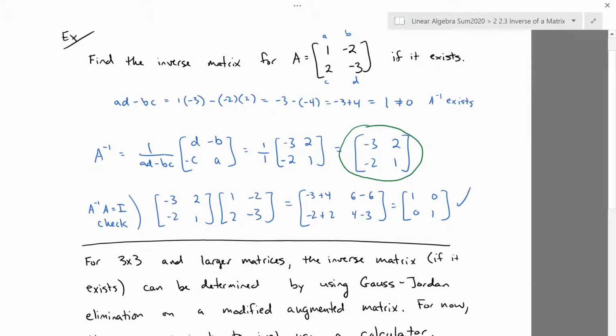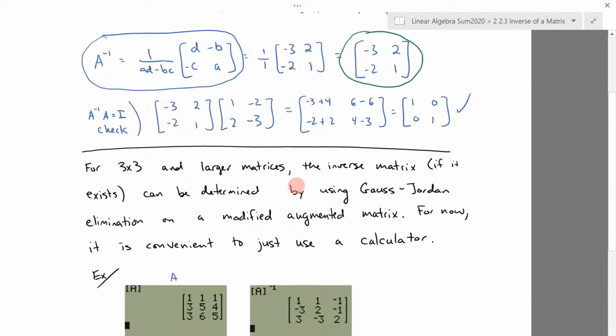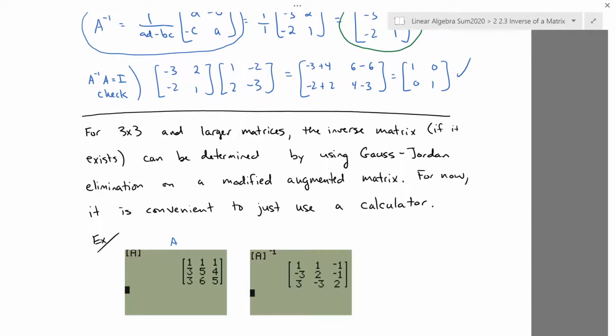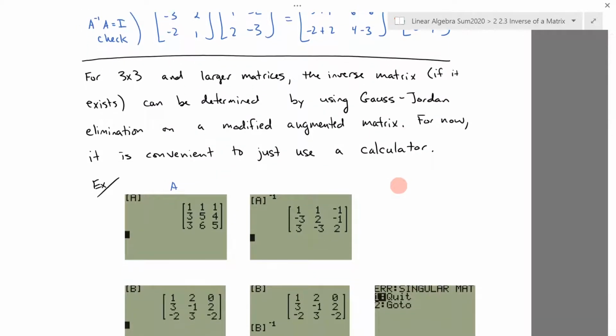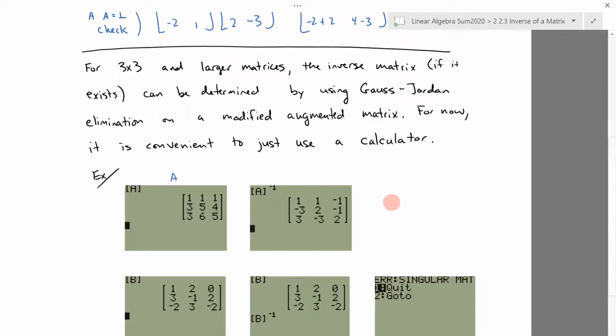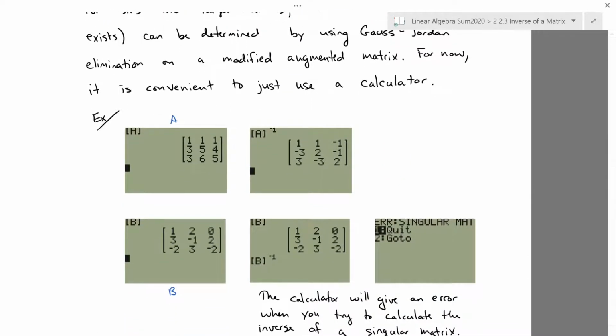Okay, so for a 2x2 matrix, again, basically we just need to use this formula. For 3x3 and larger matrices, the inverse matrix can be determined by Gauss-Jordan elimination using a modified augmented matrix. But for now, we can just use a calculator to determine the inverse.